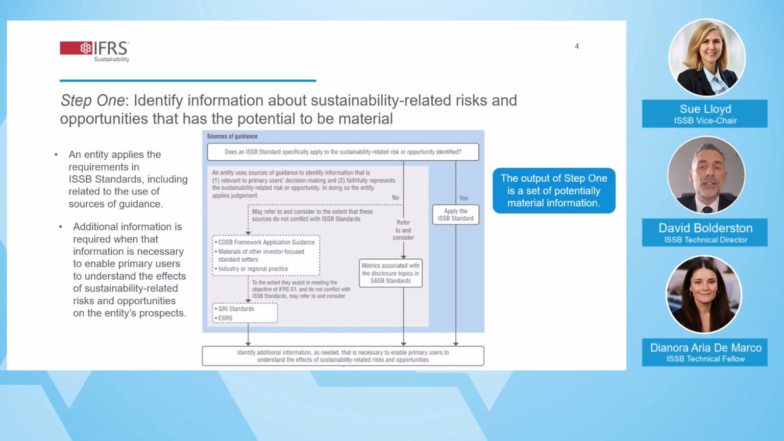So the key point here being the sources of guidance used to identify sustainability risks and opportunities and to identify potential disclosures are very similar, but a key distinction is the reference to GRI and IFRS, which is only used when identifying disclosures and can only be used subject to specific conditions being satisfied. The output then of step 1 is that we have a set of potentially material information.